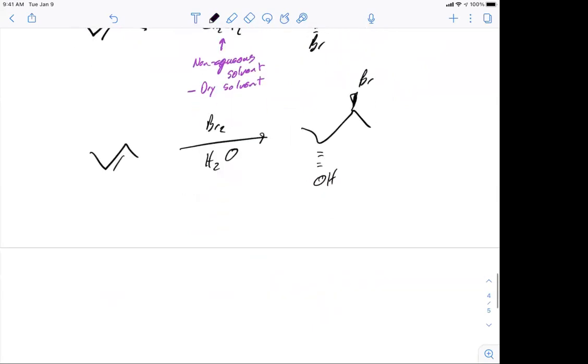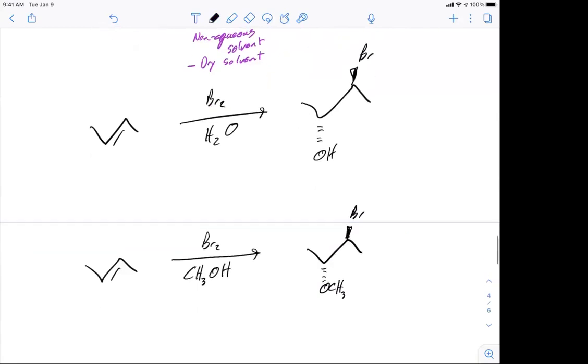An extension of this is that if I did it in an alcohol solvent, I wouldn't end up with a halohydrin, but it is possible to end up with the halide and the ether, right? So all I'm doing is changing my reactive solvent. My solvent here is the methanol. I still get the proton fine, and I can get this product.